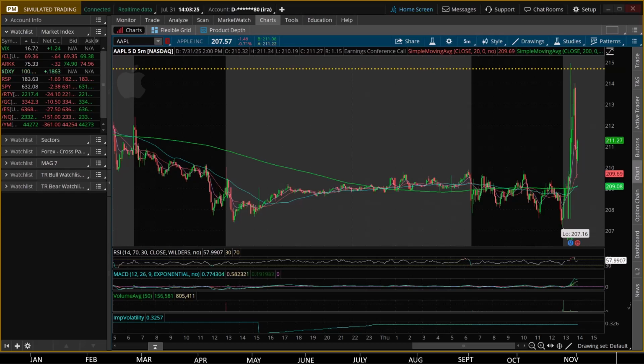Numbers out of Apple. Yeah, slight beat, 157 against a 43. Slight beat on the revenue side of the equation. Big beat on iPhone revenue, pretty decent, quite frankly. iPad revenue was a miss. Product revenue was a miss. Service revenue slight beat. Gross margin slight beat as well. Apple CEO Tim Cook says it was an exceptional quarter by any measure.